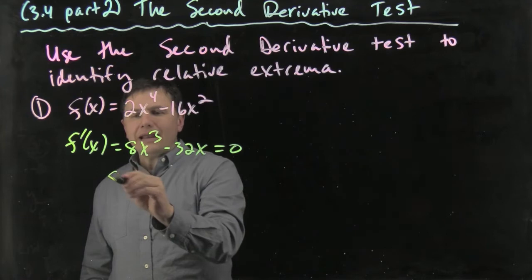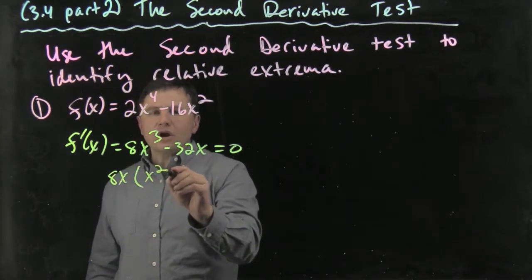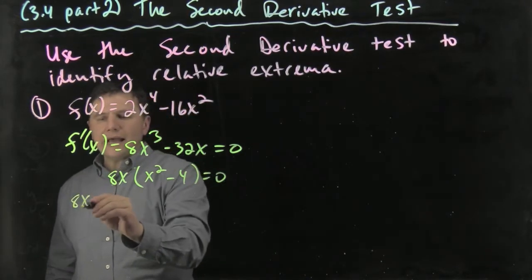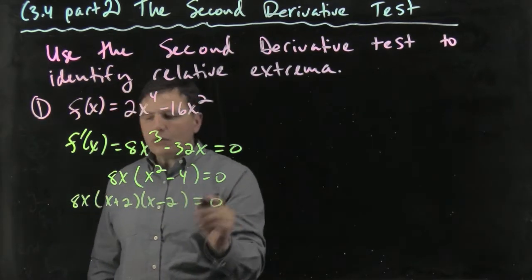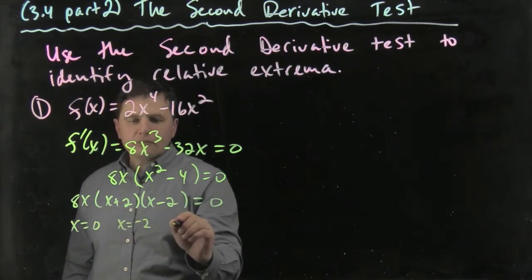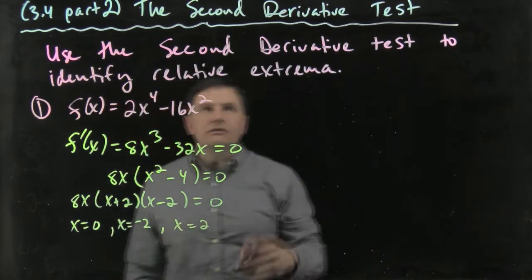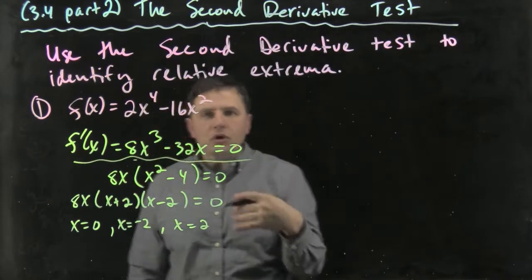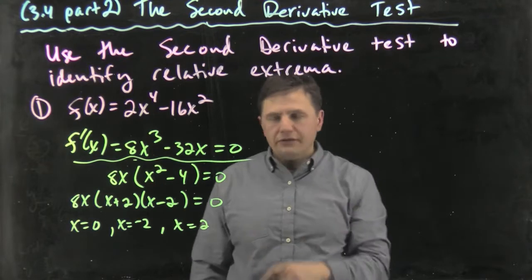Let's go ahead and factor out an 8x here, which will leave me with x squared minus 4 equals 0. So I get 8x, x plus 2, x minus 2 equals 0. So we have 3 critical points here. Once again, the double derivative test only works when our derivative equals 0. It does not work if our derivative does not exist. If that's the case, then we have to do the number line first derivative test.